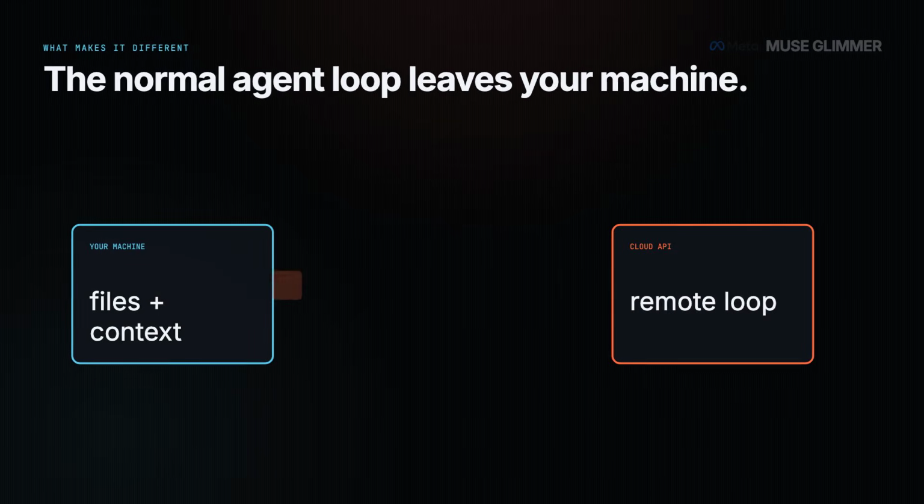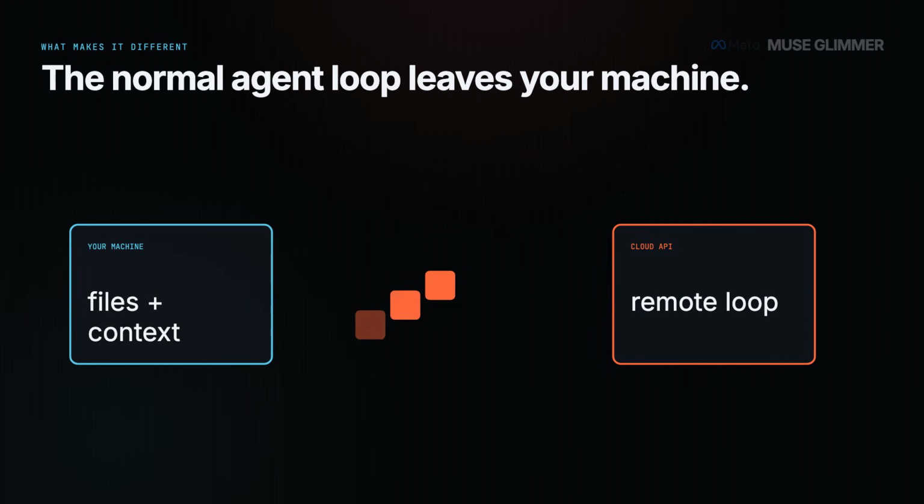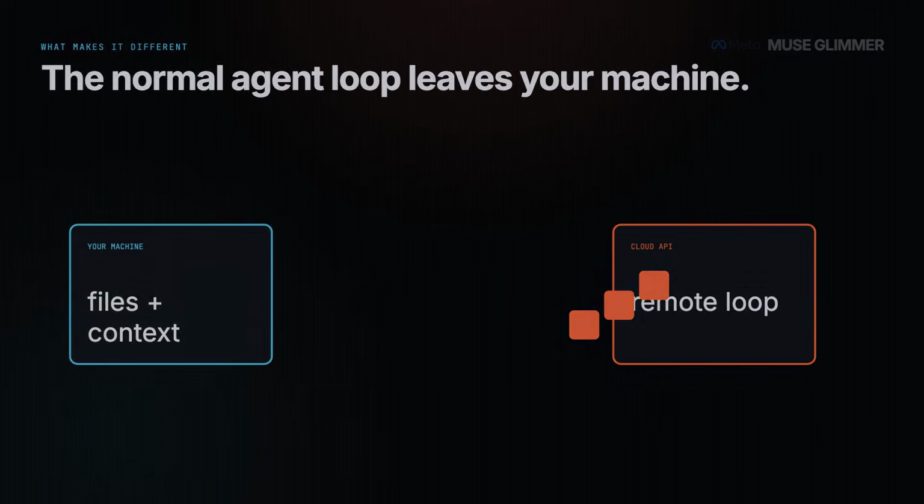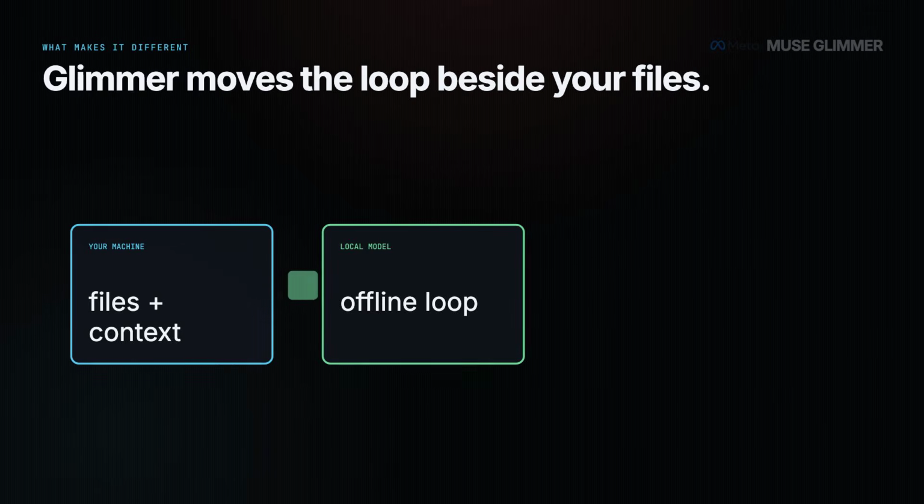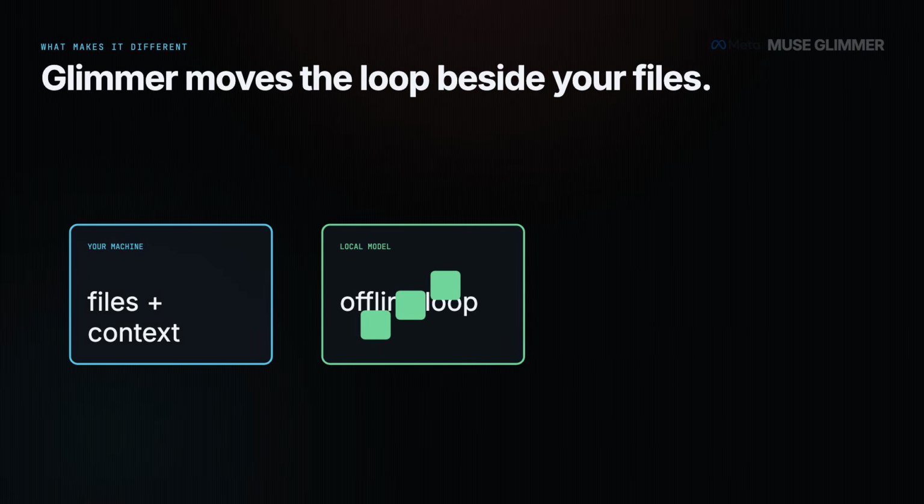The normal agent stack assumes the cloud. Every step is an API call. Latency, token bills, and your data leave the machine. Glimmer inverts that. The model lives beside your files. It works offline, costs nothing per token, and personal context never has to leave.